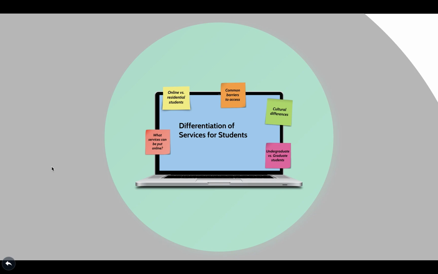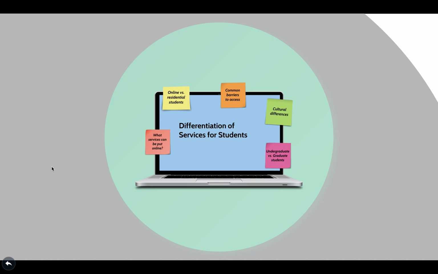These studies also highlighted the need to look forward and consider how cultural differences that can cause conflict in a residential context can be even further exacerbated in the online space, and what that means for the design and provision of our student services. We also have to consider common barriers to access. Research has investigated the barriers to access that exist for various groups of students. But for both online and residential students, some common barriers exist.